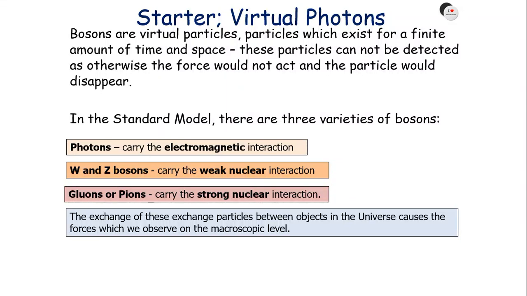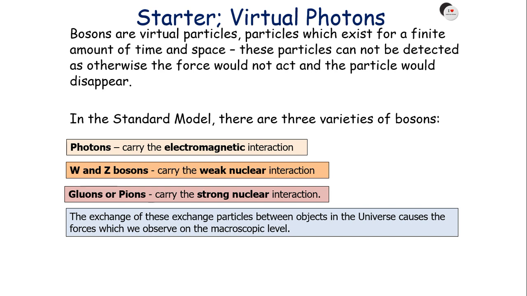So what do we know? Bosons are virtual particles which exist for a finite amount of time and space, and they can't be directly detected, otherwise the particles would disappear back into the universe. So, as a result, in the standard model, we know about three varieties of bosons. The photon, that's the exchange particle that produces the electromagnetic interaction.